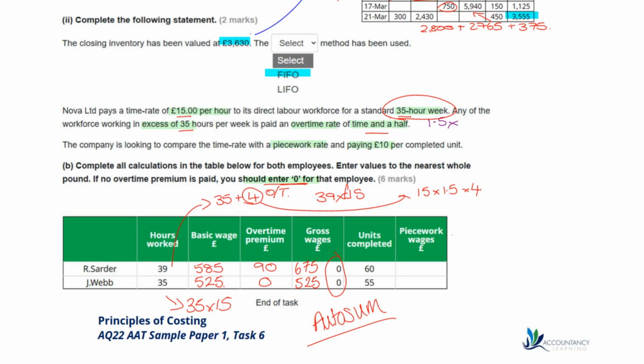So what is the piecework rate? It's £10 per unit. So we'll have 60 units by 10 is £600 for the first employee, and the second employee did 55 units at £10, which means their wages would be £550. And that completes task 6.